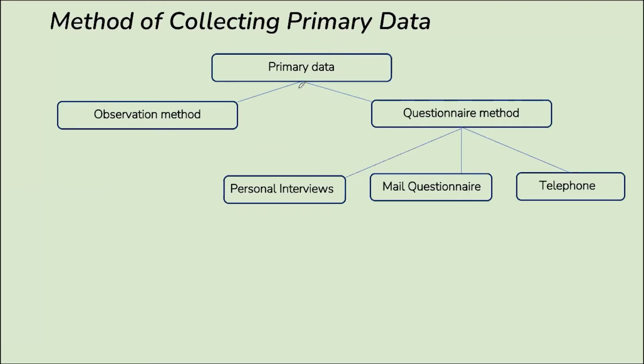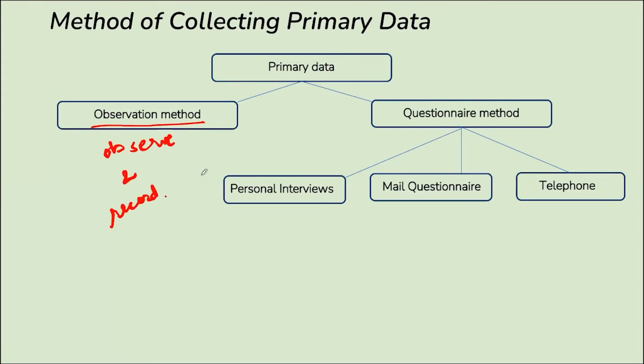So there are two methods of collecting the data. First is the observation method, and second is the questionnaire method. So what happens in the observation method? Let us see this method. The investigator will not ask any question, but he will simply observe the phenomena he is trying to investigate. He will observe that phenomena under consideration, and he will record the necessary data.